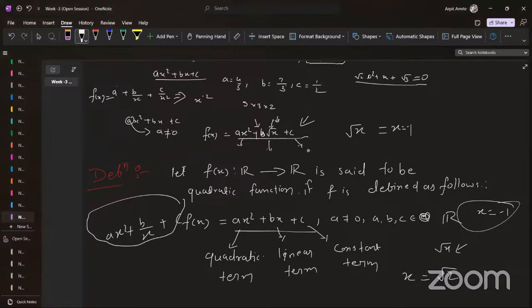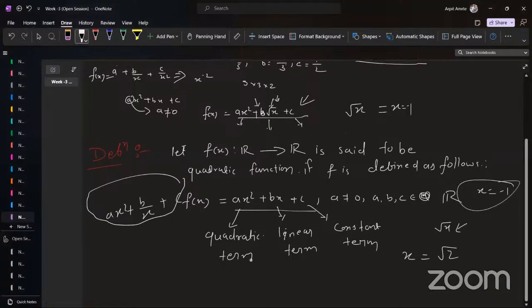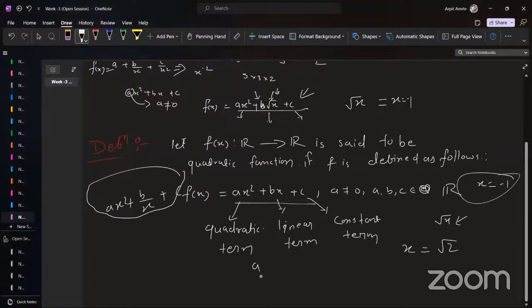But we cannot include any other term apart from that. Just like here, if some root x kind of thing is there, that we cannot allow. Otherwise, you can say, yeah sir, this function also looks like a quadratic function: a plus b by x plus c by x square.